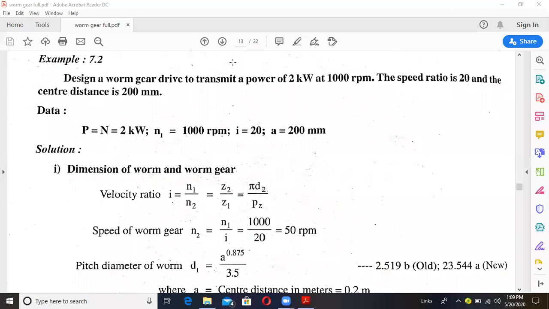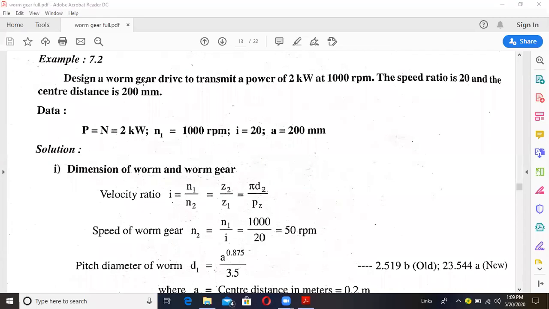Now coming to the next problem, it is also a similar problem. They told us to design a worm gear drive to transmit a power of 2 kilowatts at 1000 RPM. Then they told that the speed ratio is 20 and the center distance is 200 mm. So here, we are going to design the worm gear.